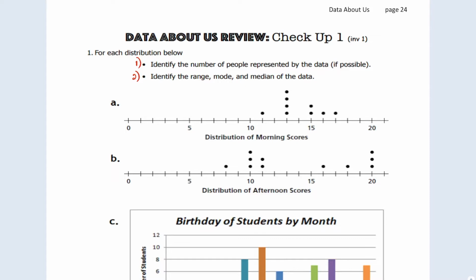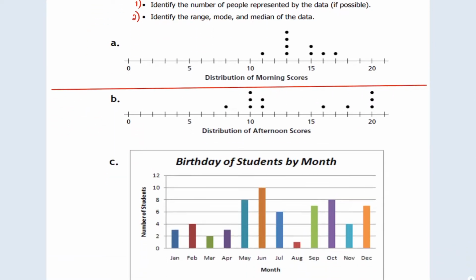I see 3 different graphs, so I'm going to draw a line in between just so I don't get confused. There's graph A, and I separate it from graph B. Then I draw a line in between graph B and C again, so that way I don't get confused.